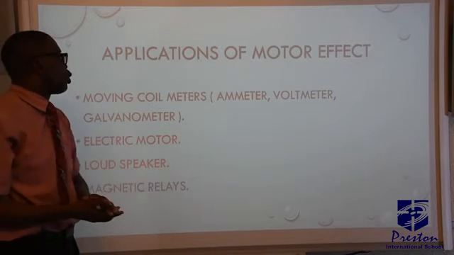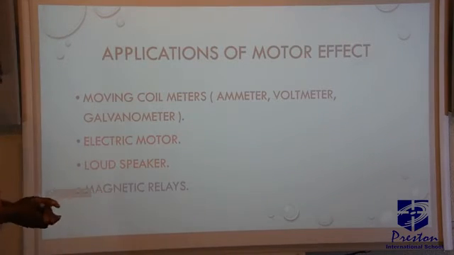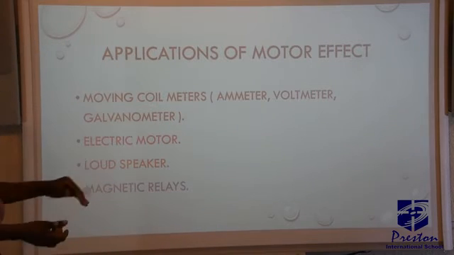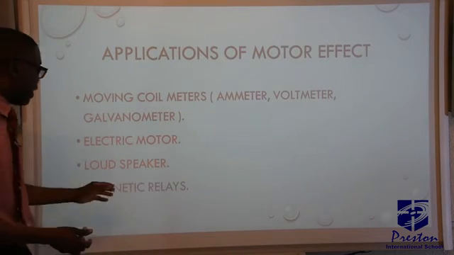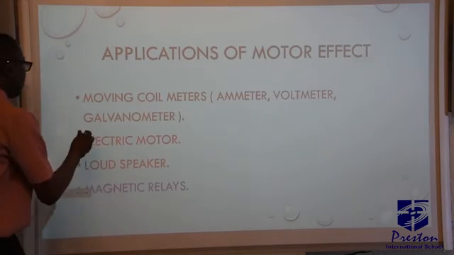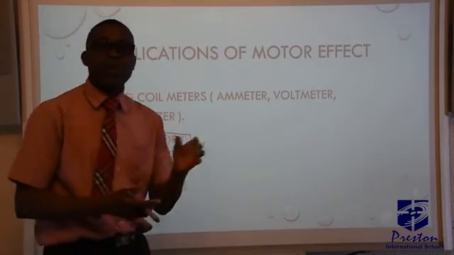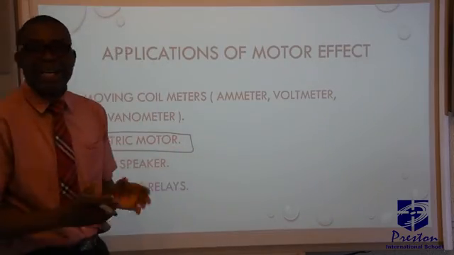Lastly, applications of the motor effect. We have the moving coil meter, which we call the ammeter, the voltmeter, and the galvanometer. We also have the electric motor, the loudspeaker, and the magnetic relay. Now, one of the most important of all these I've mentioned is the electric motor. In subsequent lessons, we'll be looking at the electric motor and how it affects us.